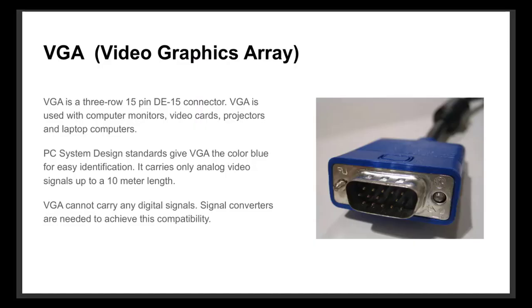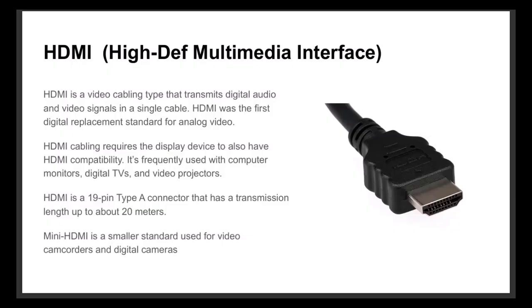Next, we have HDMI. This stands for High Definition Multimedia Interface, HDMI. HDMI is a video cabling type that was created to replace the analog VGA standard. HDMI is a cabling type that allows us to transmit both audio and video signals in a digital format over a single cable. We use HDMI cabling frequently to connect our computer devices with monitors, digital displays, and video projectors.